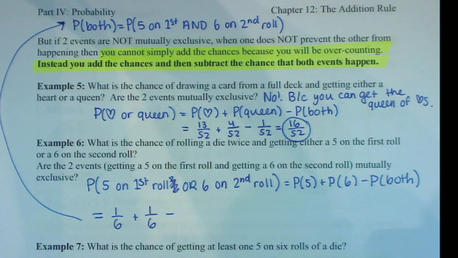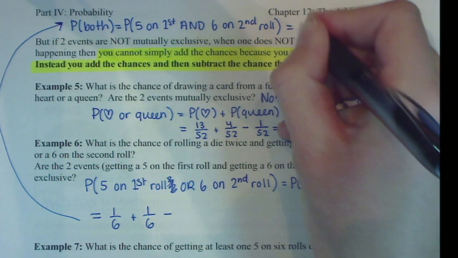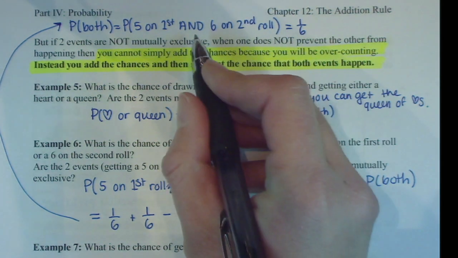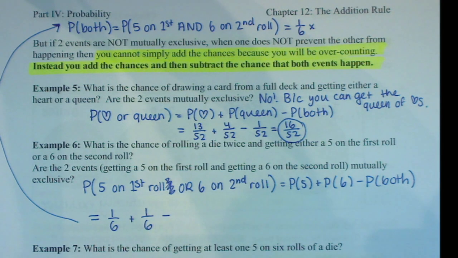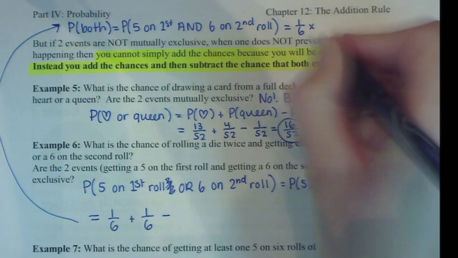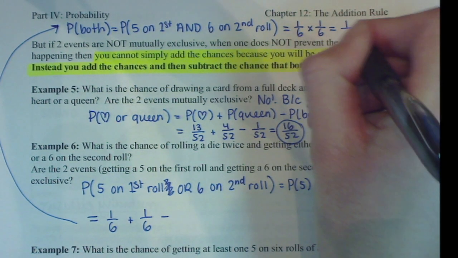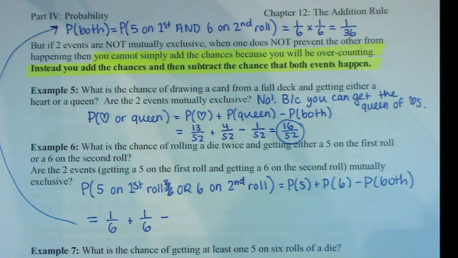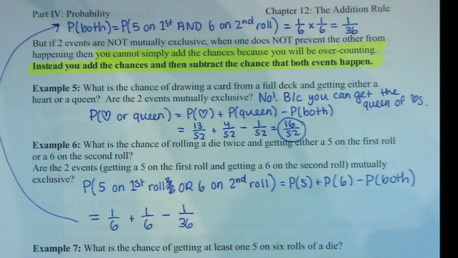Okay, and then this is just the multiplication rule, right? The chance of getting a 5 on the first roll is 1/6, and means to multiply. And then the chance of getting a 6 on the second roll, we've done questions like this, right? 6 on the second roll is exactly the same. So this gives me 1 out of 36 if I simplify it. So I have to remember to subtract this 1 out of 36, or my answer isn't going to be correct.